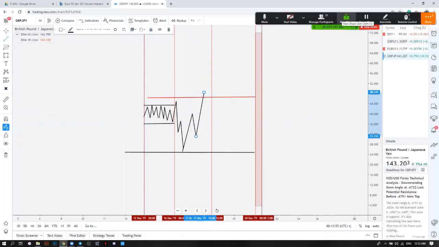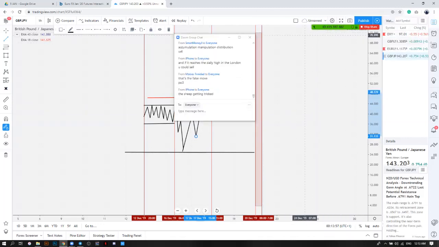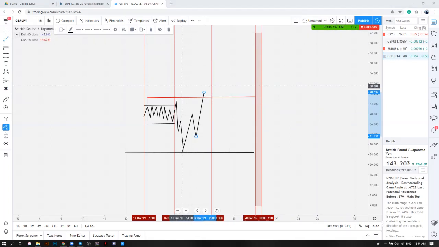It's showing you exactly what the market does, the sheep getting tricked. So everyone who sold gets stopped out. Now, the market is going to start dancing around going into New York.